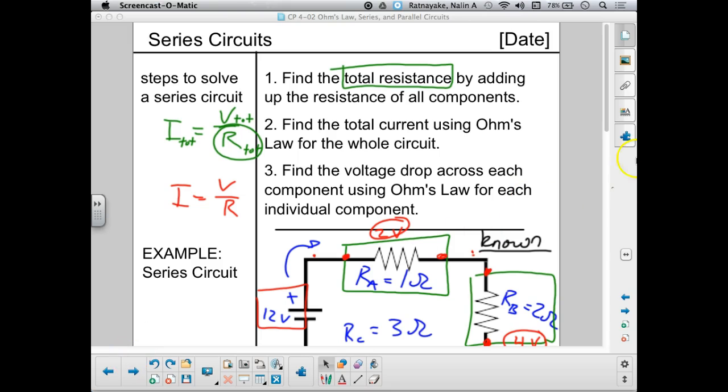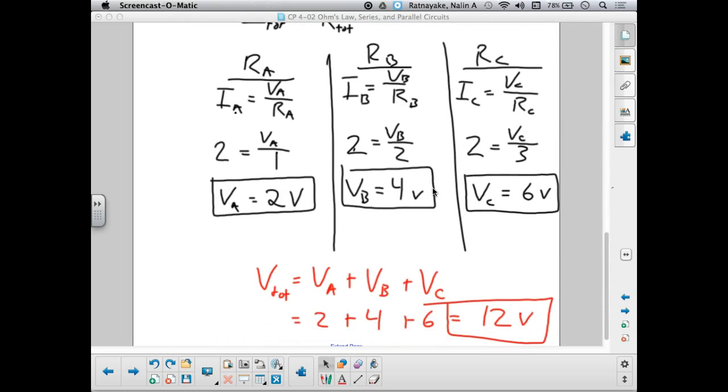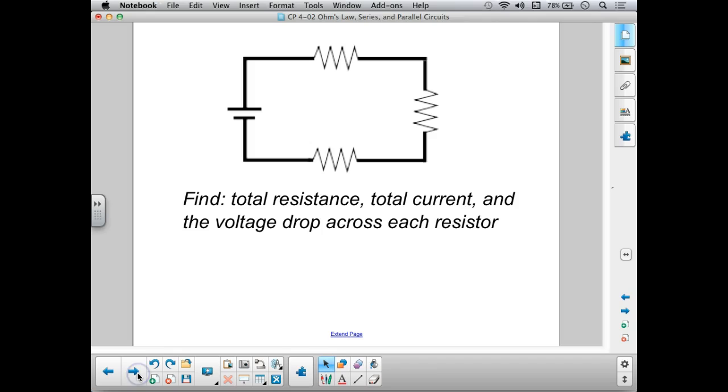Okay, so let's see if we can apply these same 3 steps, finding total resistance, finding total current, and then finding the voltage drop across each component, to a new circuit. So here's a blank circuit. And what I'd like you to do is copy this circuit diagram into your notes. You have a battery and 3 resistors. And let's give these some values.